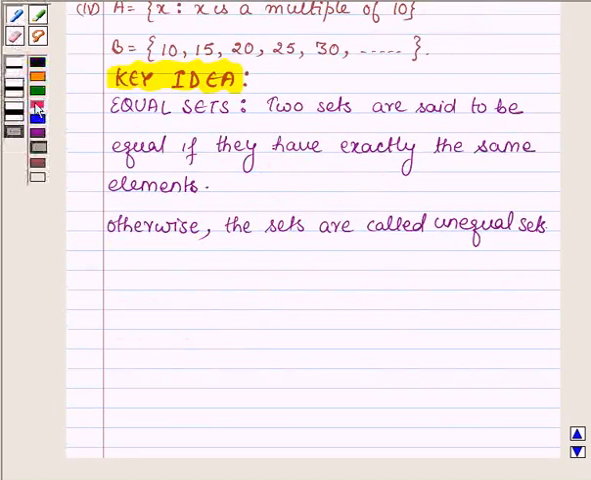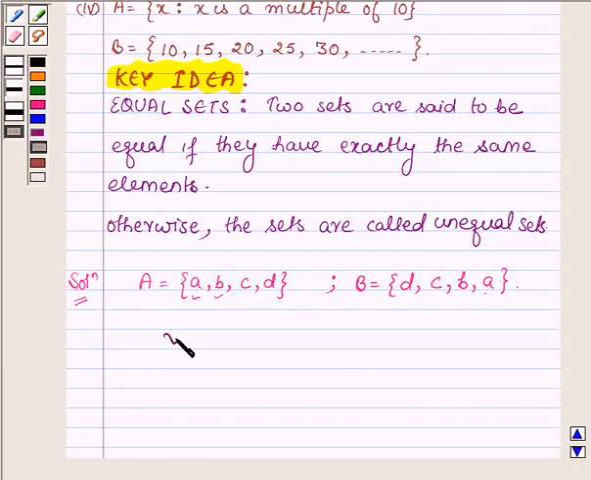Let us now start with the solution. And the first one is A is a set containing elements A, B, C and D. And B is the set containing elements D, C, B and A. Now we see that these two sets have exactly the same elements. A is in the set A also and B also. B is also in the set A also and B also. C is also in the set A and B and D is also in the set A and B. So both the sets A and B contain four elements which are exactly the same. Thus, we can say, yes, A is equal to B.